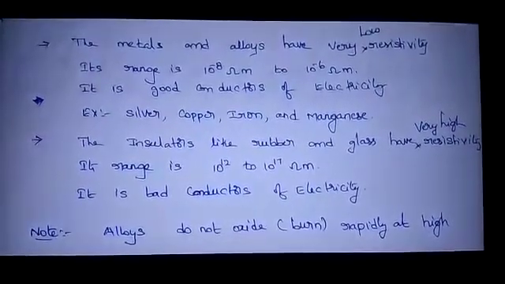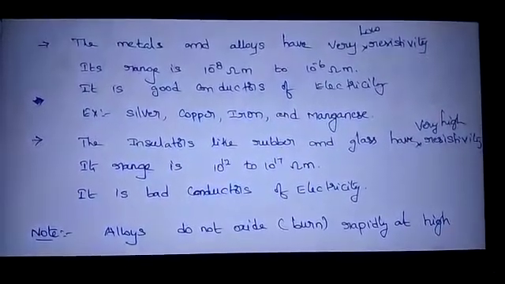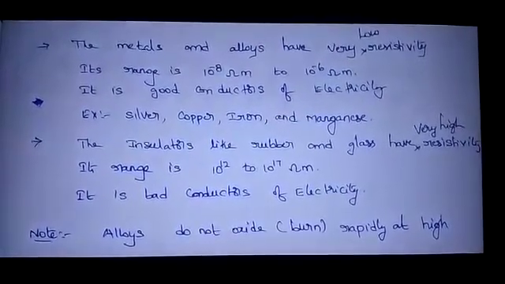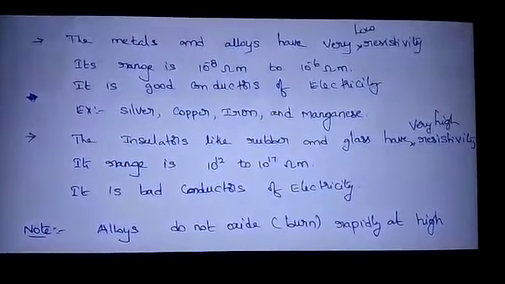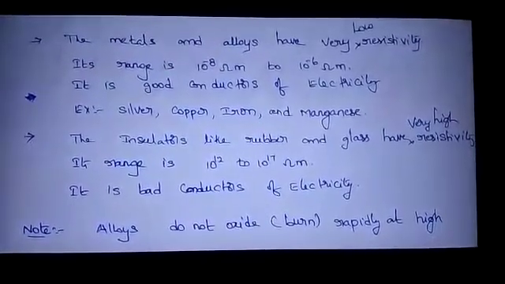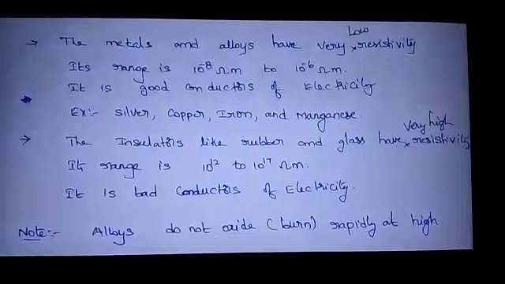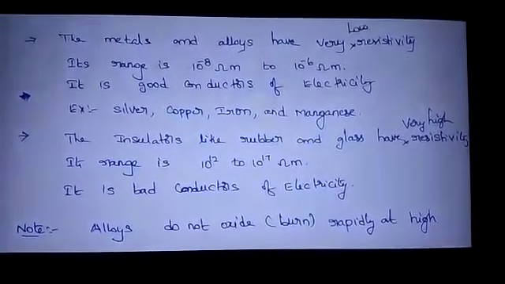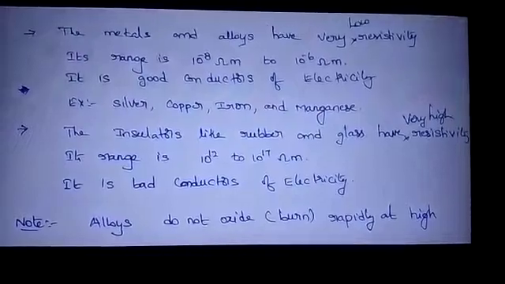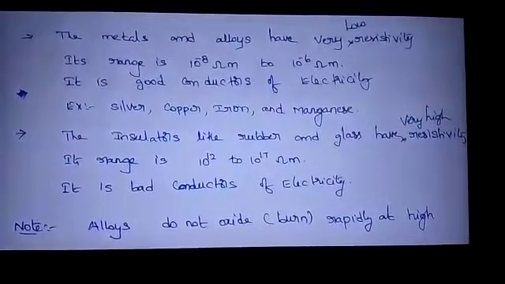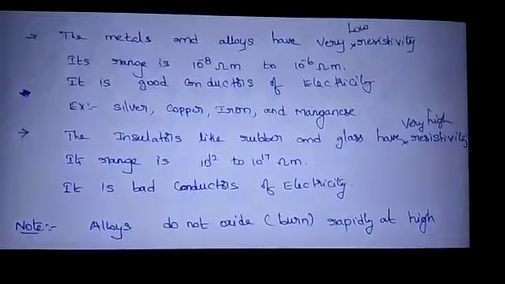Now the insulators. Insulators are materials which have no conductivity. Insulators like rubber and glass have very high resistivity. Rubber and glass do not allow any current to pass through. Their range is 10 to the power of 12 to 10 to the power of 17 ohm meter. They are bad conductors of electricity.